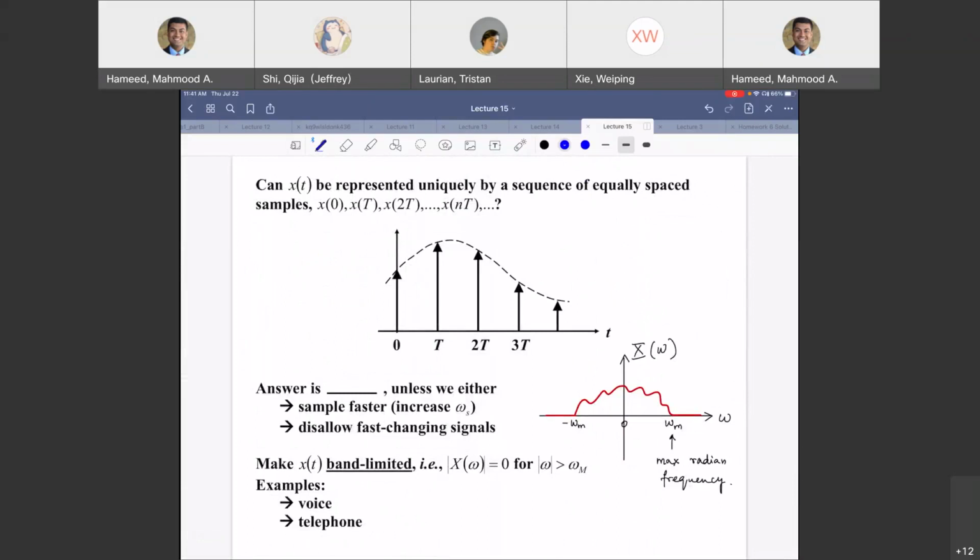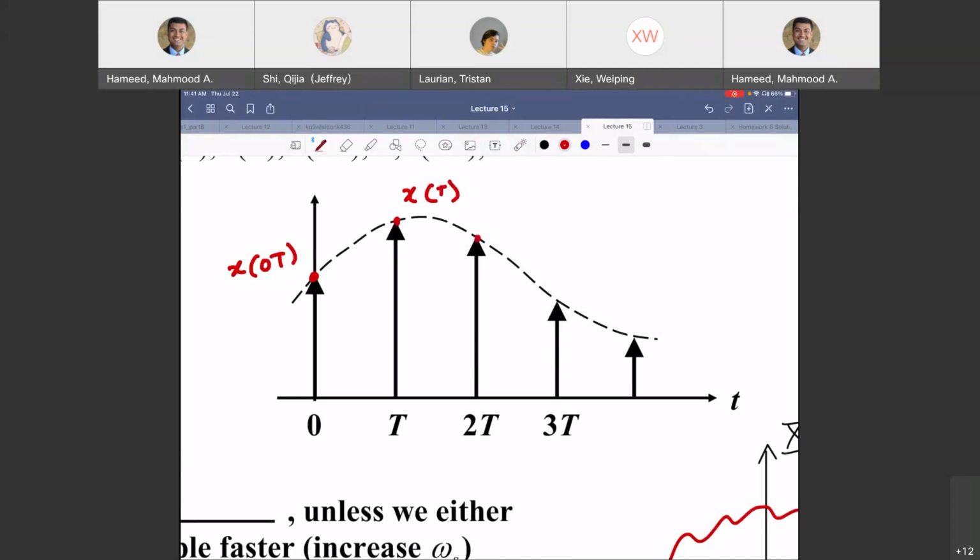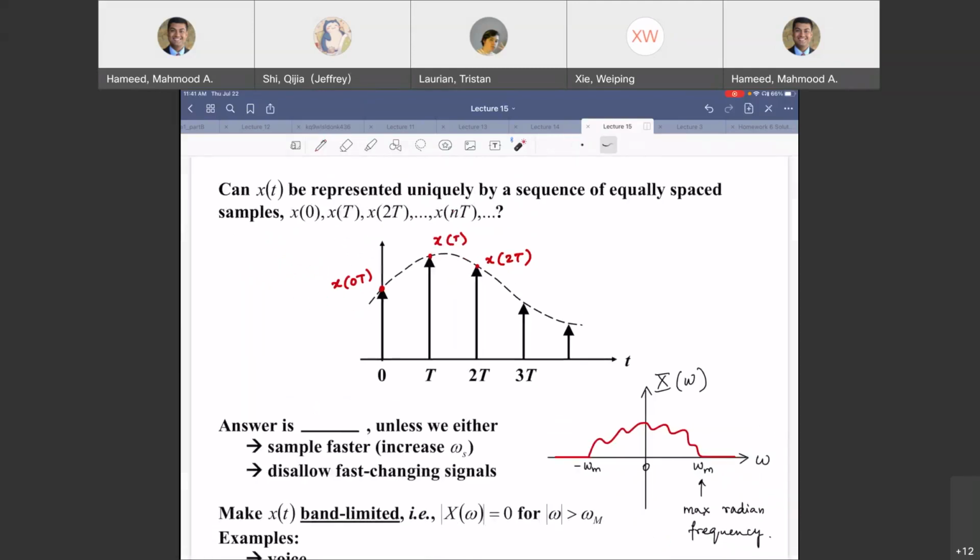So here you have these samples. The amplitude here is what? This is x of 0T. This is x of 1T. This is x of 2T and so on. So the question is, can you reconstruct the signal? Maybe it is the dotted line, or maybe it is something like this. In one, we are doing a proper reconstruction. We had enough samples. In the other, we didn't.